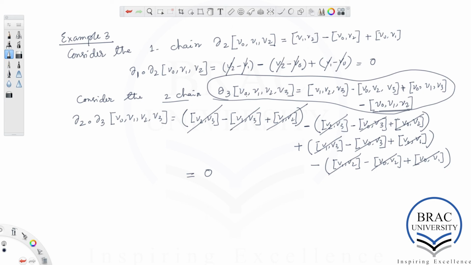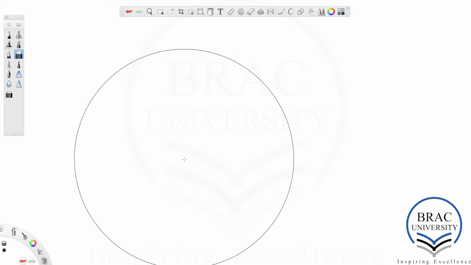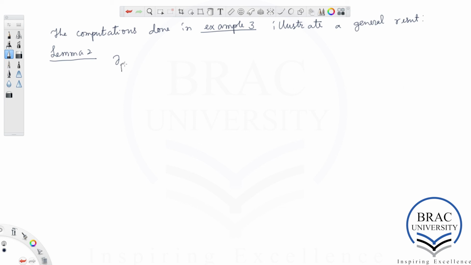Okay, good. So let me erase everything. Now, the computations of this example, the third example, done in example 3, illustrate a general result given by the following lemma. Lemma 2, which tells us that del p minus 1 composed with del p is equal to 0.